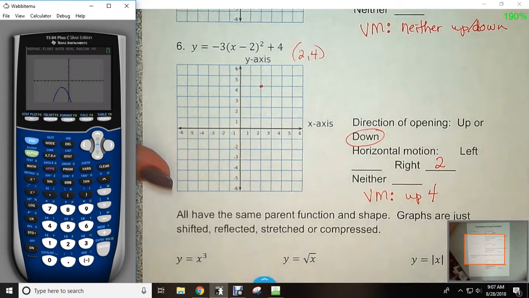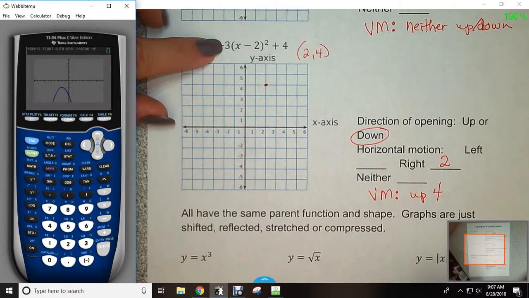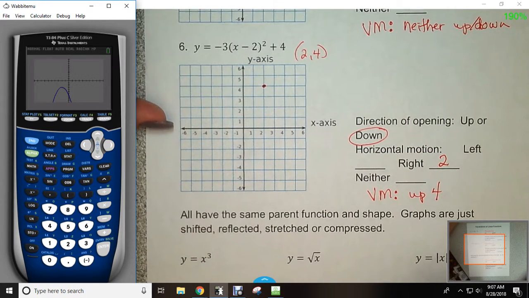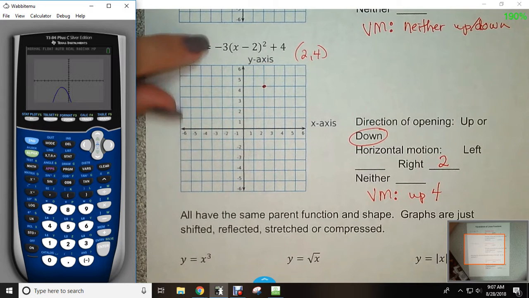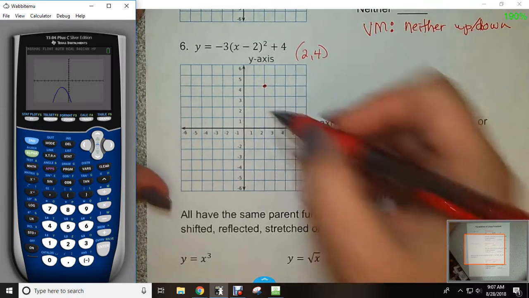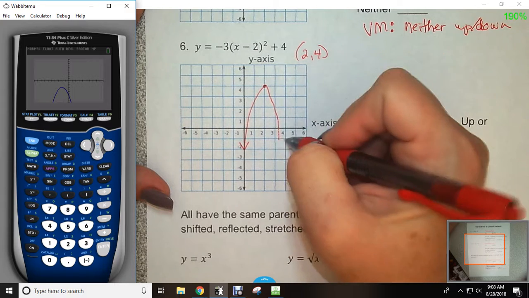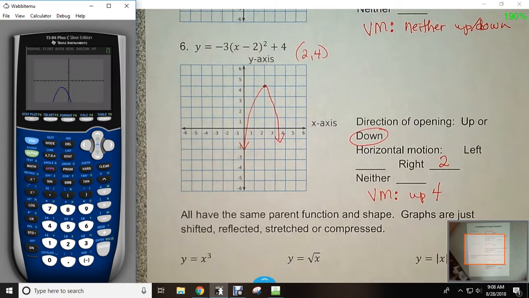I know it is opening down, but what does that 3 do? And I'm not looking at the negative, I'm looking at the number itself. Your book will tell you it's the absolute value of the number in front. Okay? I choose to say just ignore the negative. The negative tells you direction. After that, you don't need to worry about it. The 3 makes my graph skinnier. So same basic shape. It has just been shifted right and up, flipped upside down, and it is skinnier.